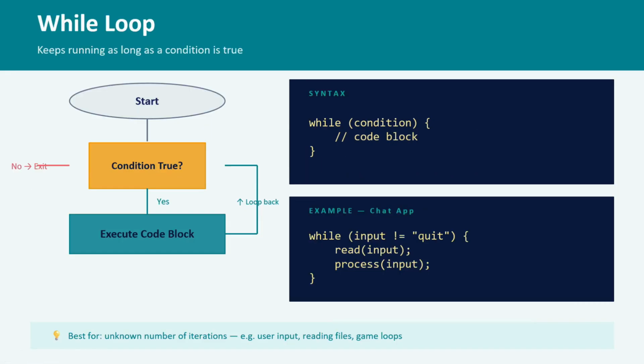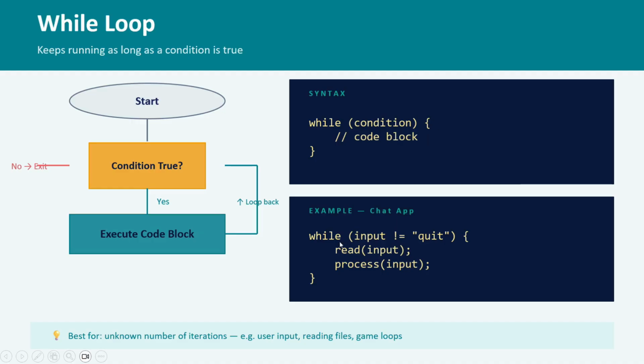Next is the while loop. A while loop keeps running as long as the condition is true. Suppose the starting condition is true, yes, execute the block of code. And again it goes to the condition. If the condition is not true, it is going to exit. So: while condition, block of code.